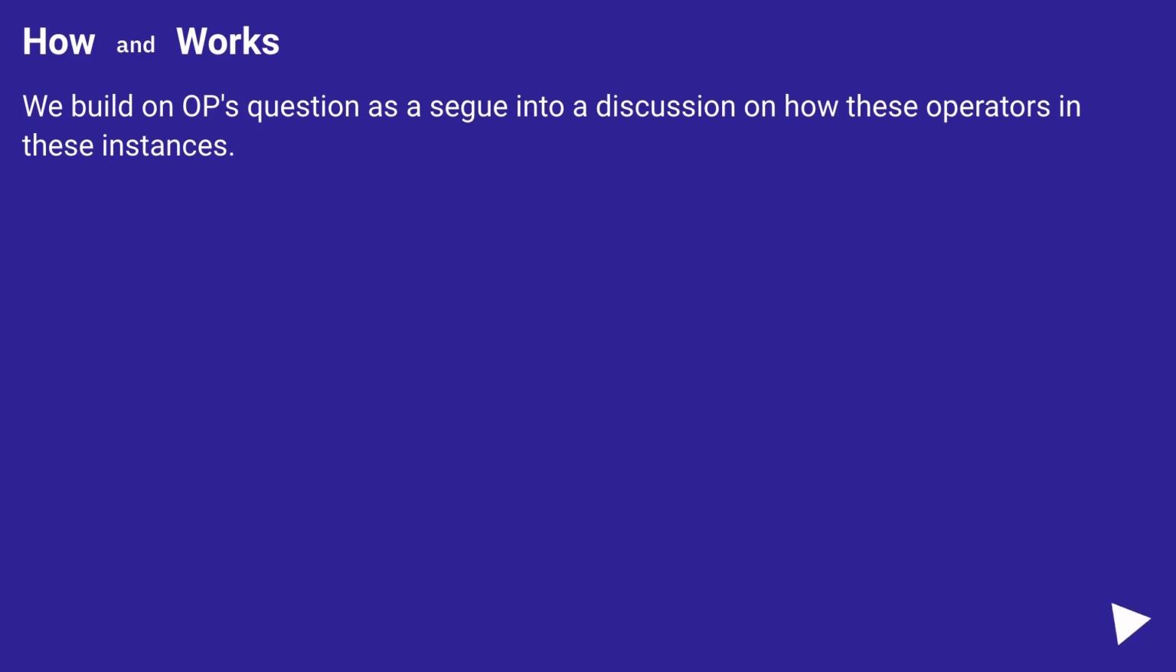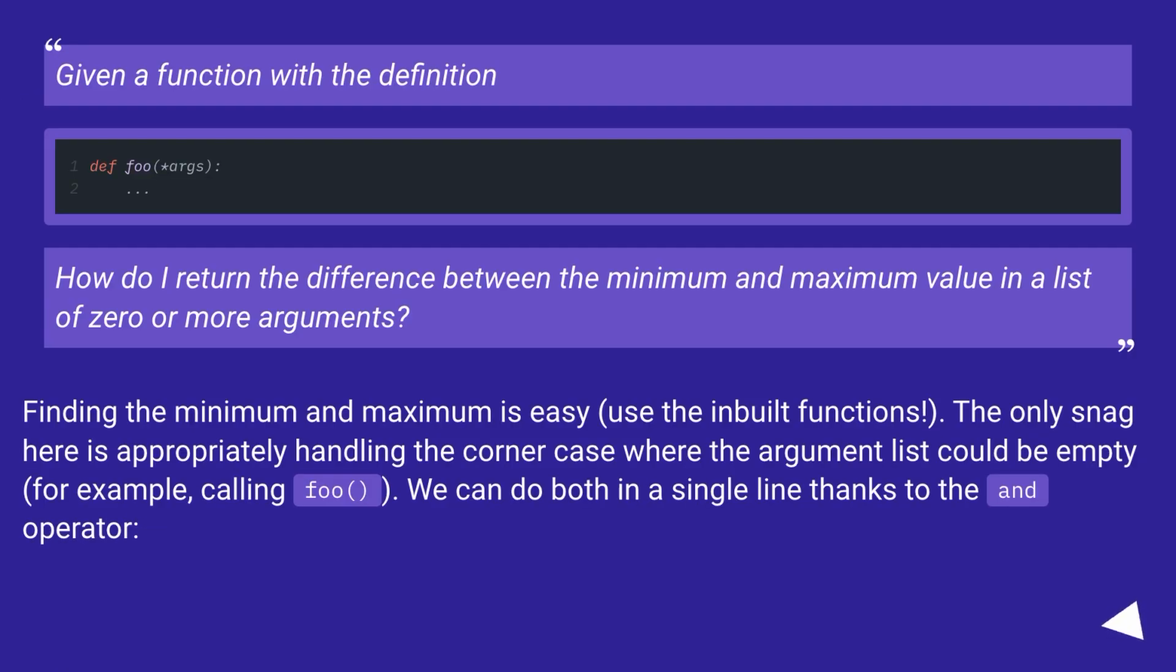How and works. We build on OP's question as a segue into a discussion on how these operators work in these instances. Given a function with the definition, how do I return the difference between the minimum and maximum values in a list of 0 or more arguments? Finding the minimum and maximum is easy. Use the inbuilt functions. The only snag here is appropriately handling the corner case where the argument list could be empty, for example, calling foo().